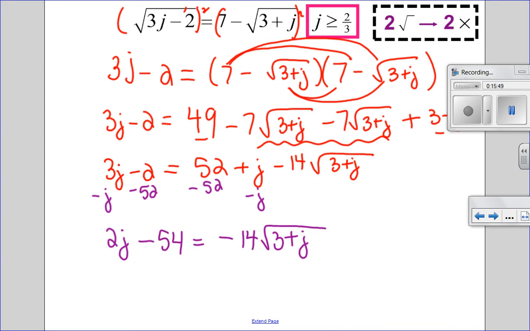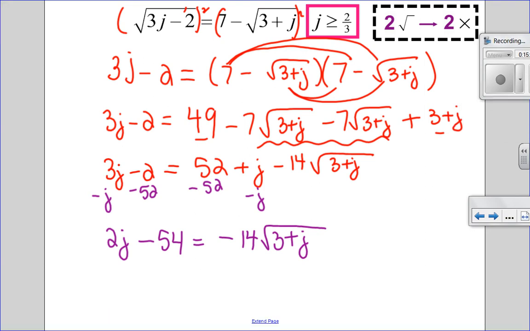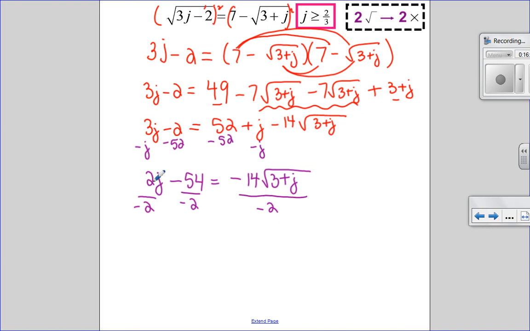And I think similar to the last question that we did, instead of introducing a fraction, what I'm going to do is divide by a common factor of 2, more specifically negative 2. So I'm going to divide all my terms by negative 2. So 2j divided by negative 2 is negative j. Negative 54 divided by negative 2 is positive 27, and that will equal negative 14 divided by negative 2, which is 7 root 3 plus j.